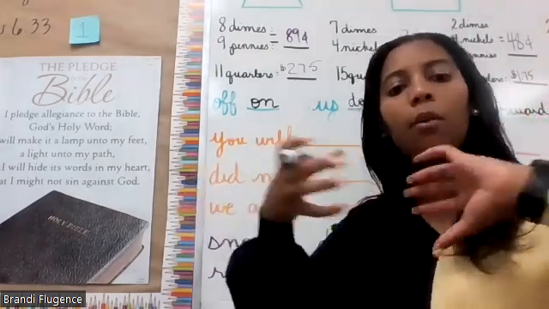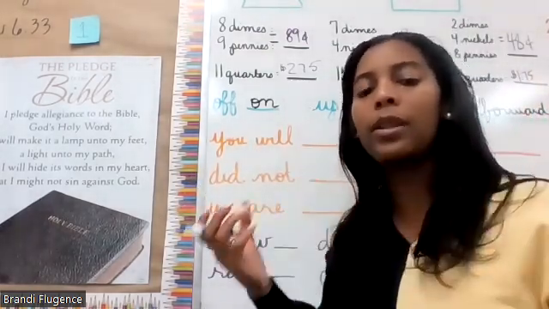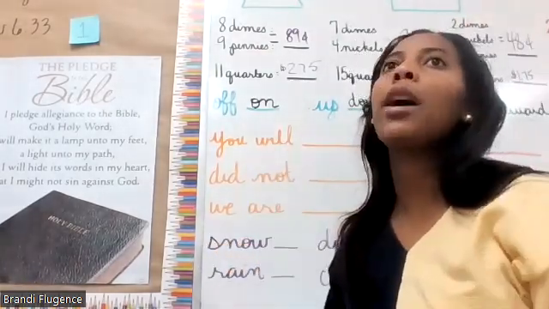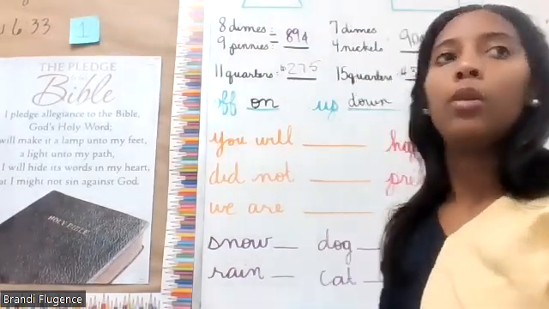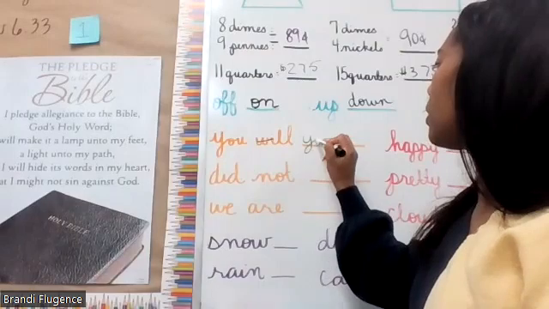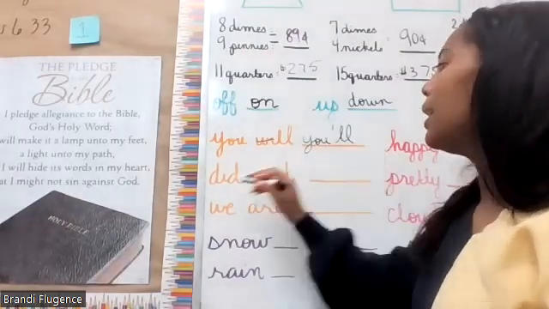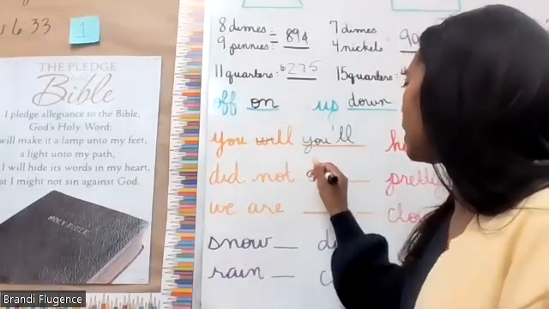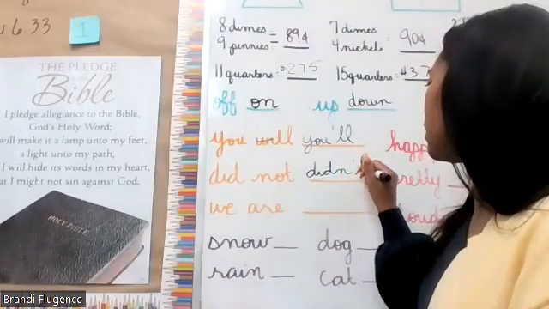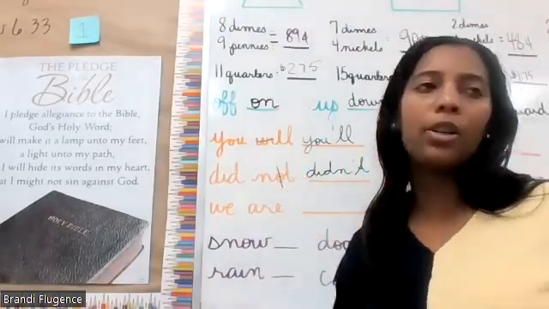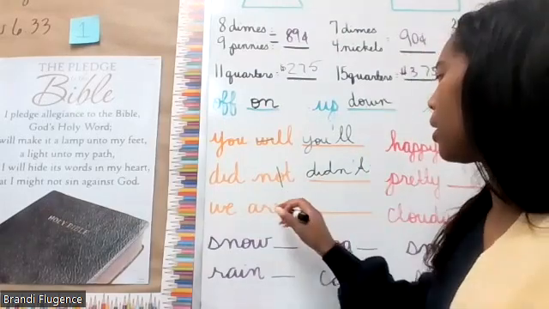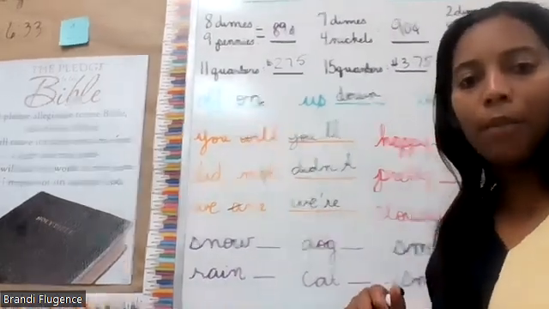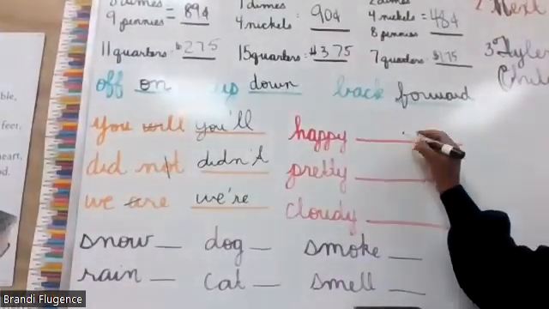All right, contractions. When we have two small words that we put together to make into one big word, we'll take out some letters and put an apostrophe in place of that. Let's contract some of these words. So if I contract you will, what does it become? You'll. We take out W-I, so Y-O-U apostrophe L-L. Did not becomes didn't, D-I-D-N apostrophe T. We take out the O. And we contract we are, it becomes we're. We take out the A and it becomes W-E apostrophe R-E. We're. Okay?